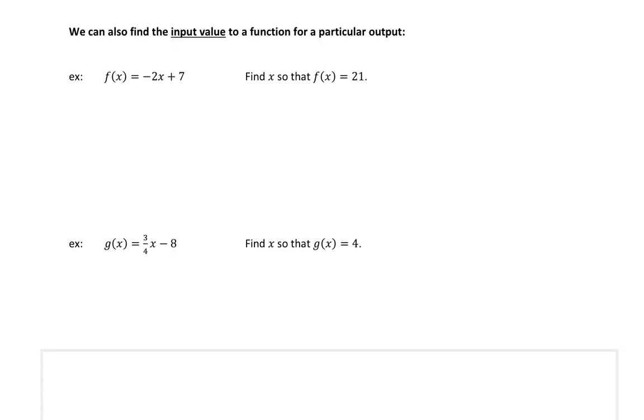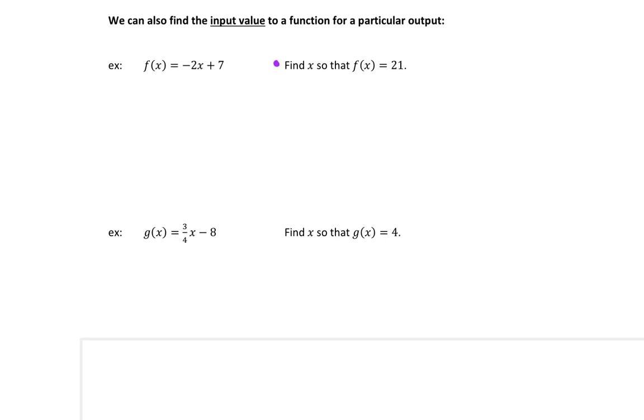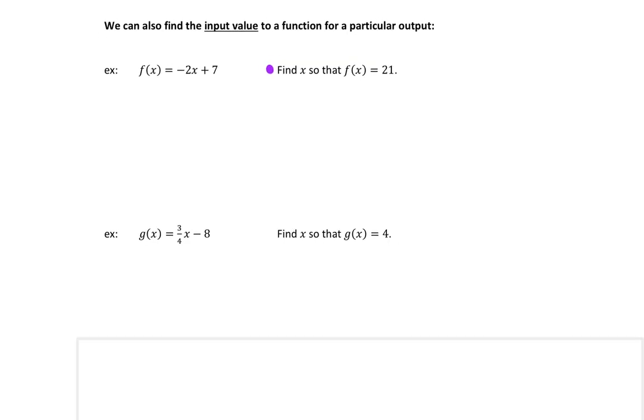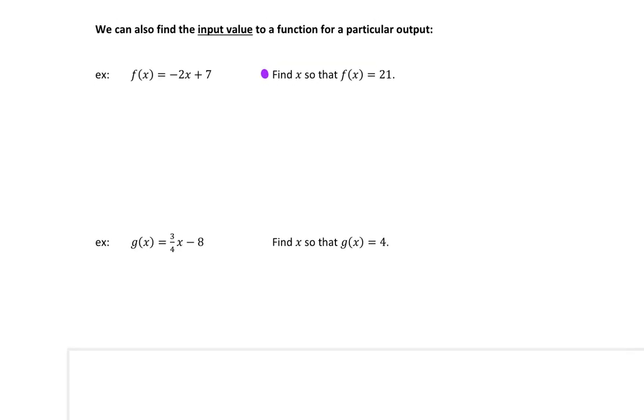So we can also find the input value to a function for a particular output. Here we're given the function f, right? And over here it says find x so that f of x is equal to 21. So f of x is 21. If you think about just replacing f of x, we're going to put a 21 there. Most people don't like to write equations like that, so I typically write it like this: negative 2x plus 7 is equal to 21. I put the value over there.